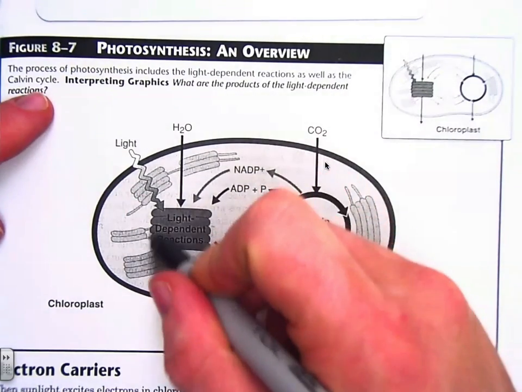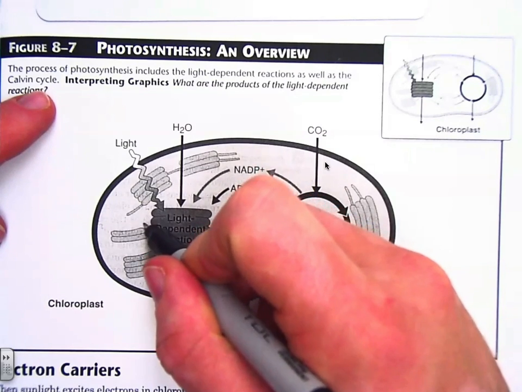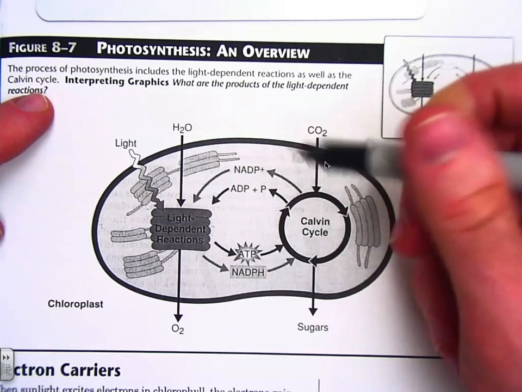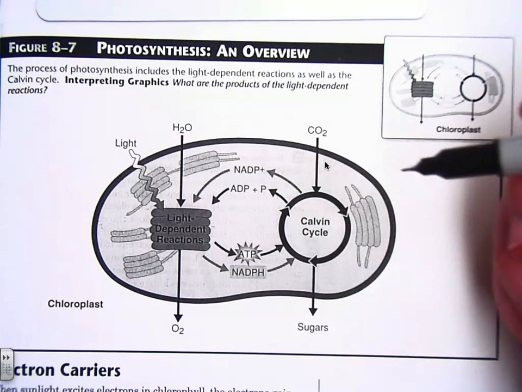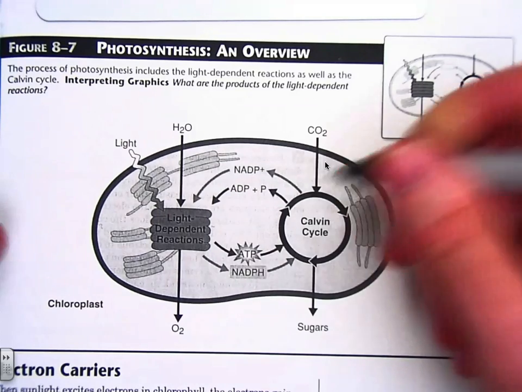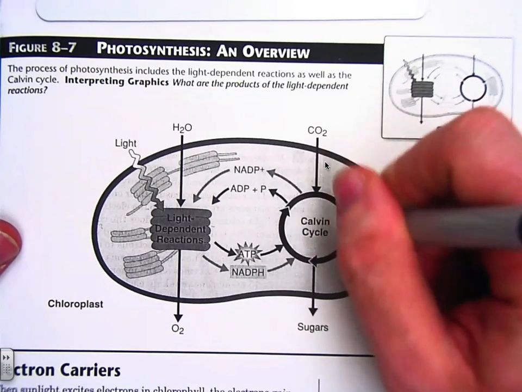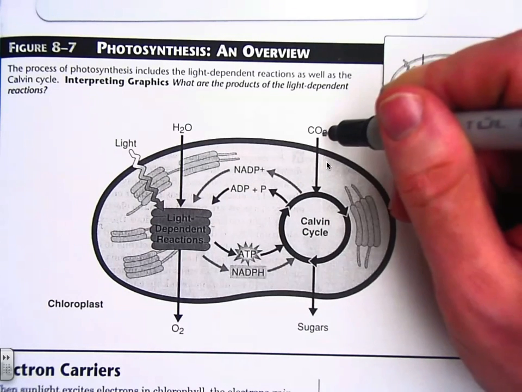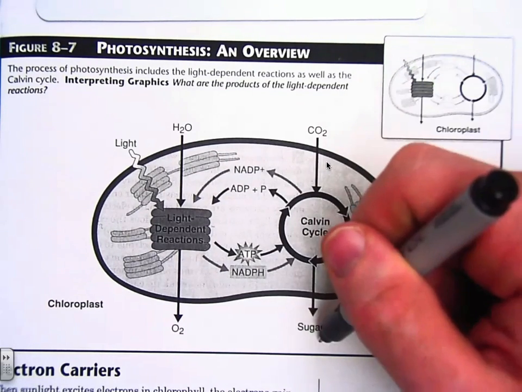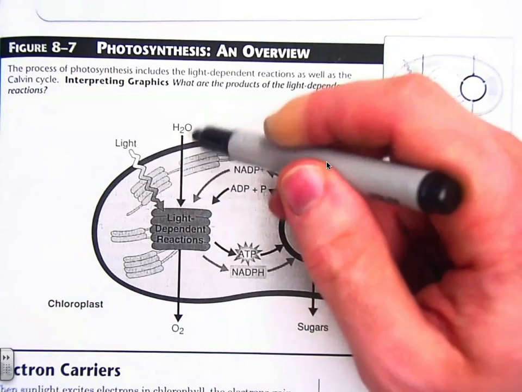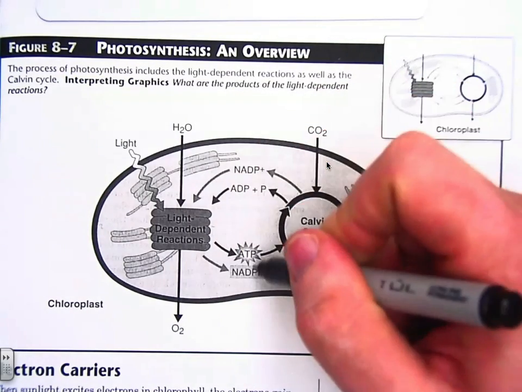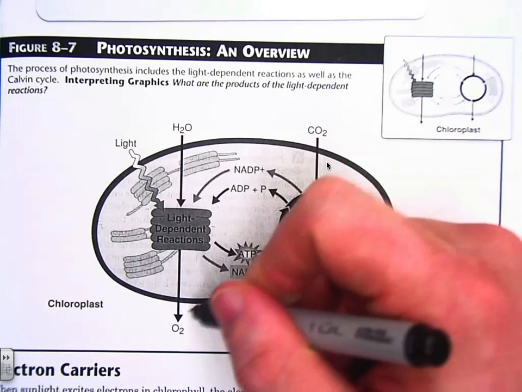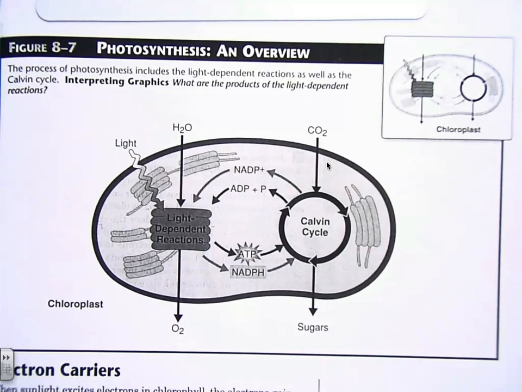Inside the thylakoid membranes, those pancake stacked up structures, you have something called the light-dependent reactions. And over here in the stroma, which is the soup of the chloroplast, you have something called the Calvin cycle. We'll learn about the Calvin cycle in just a minute. But basically, it looks like the Calvin cycle takes CO2 and turns it into sugars. And it looks like light and H2O get together to make ATP and NADPH, and in the process release oxygen gas.